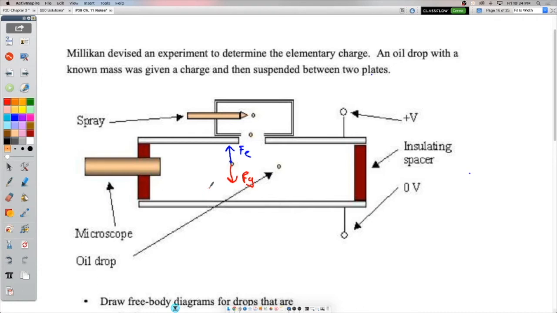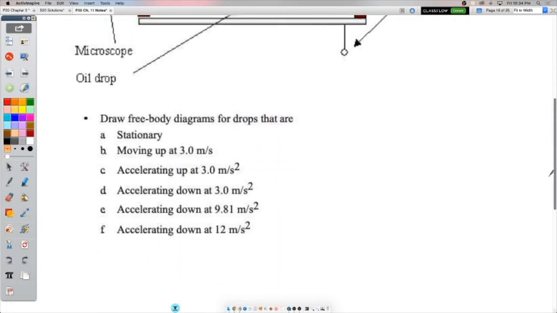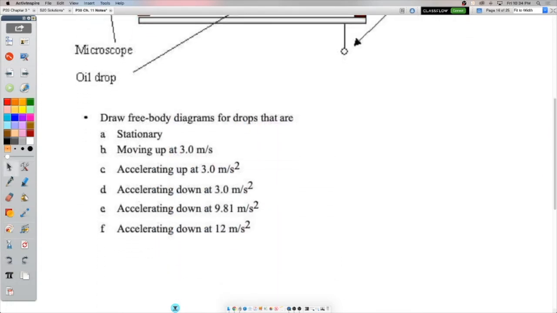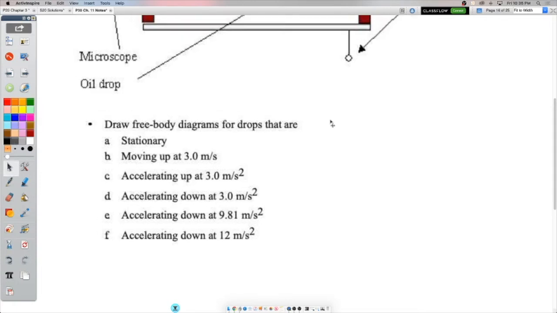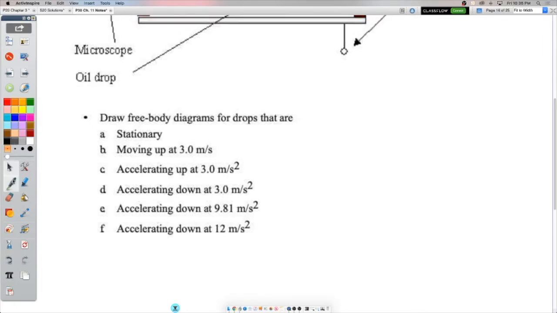First, let's just get a feel for it. What is it that's going on here? Okay, let's look at these free body diagrams because it's a good way to wrap your head around what this experiment is actually all about. A little bit of a refresher on free body diagrams. We've done a few, but we haven't really dove into them since physics 20. So, stationary: what would it look like if an oil drop was stationary?